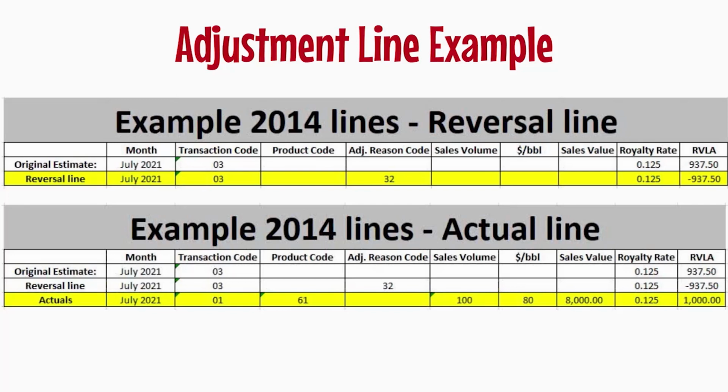The reversal line has all of the same data from the original line, but the RVLA value is negative, or opposite of the original value. Add adjustment reason code 32. Then there is a new actuals line with adjustment reason code 61, a new price of $100 per barrel, sales volume of 8,000, and a new RVLA value of 1,000.